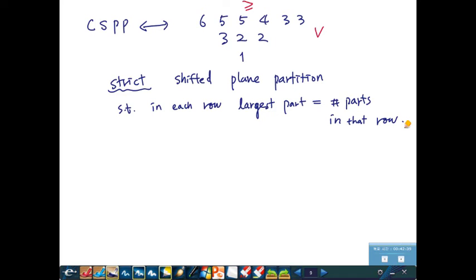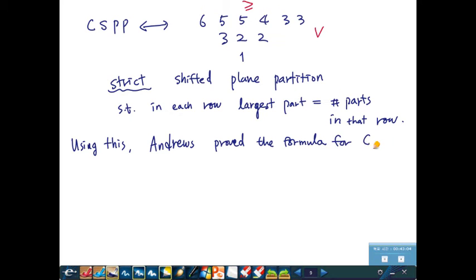George Andrews proved the formula for the number of cyclically symmetric plane partitions using this observation. So using this, Andrews proved the formula for CSPP, the number of CSPPs inside the box.